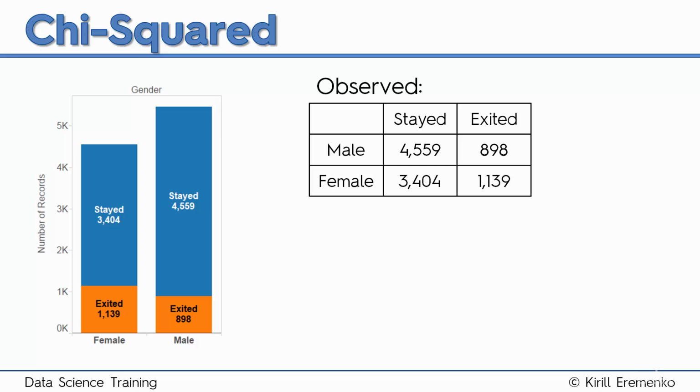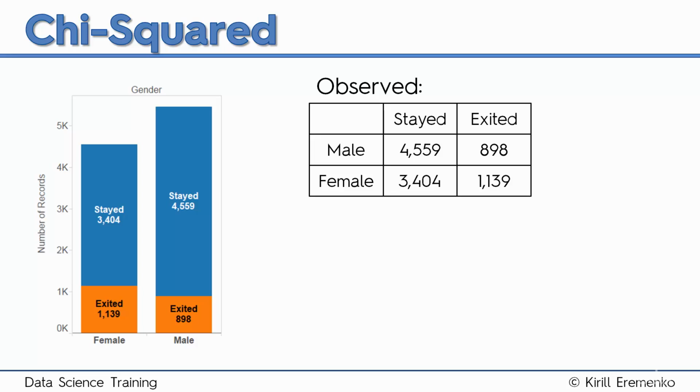This is the observed table. This is what we saw, the number of male and female customers that stayed and exited. So you've got the categories as rows, and you've got the outcomes as columns. That is the conventional way of representing a chi-squared test, a table for a chi-squared test.